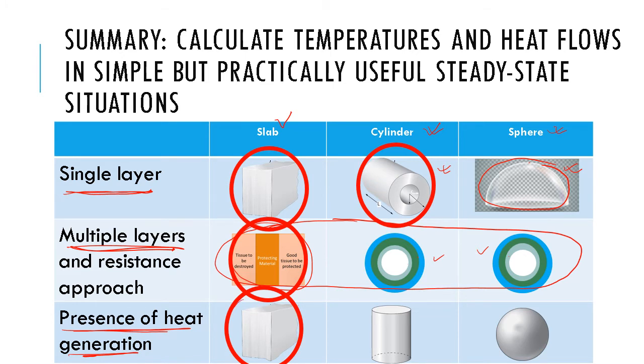And then for the presence of heat generation, we only did this one, but again I expect you to be able to solve these two. So the ones that are in thick circles are the ones we actually did, but the rest of it I expect you to be able to do following the procedure that we did in the ones with the thick red circle.